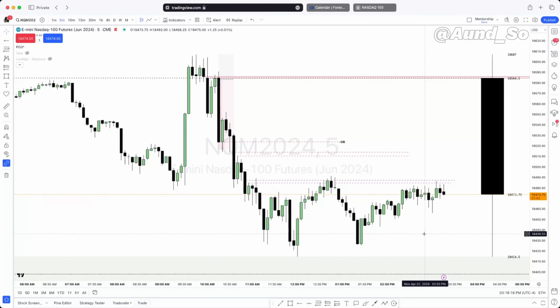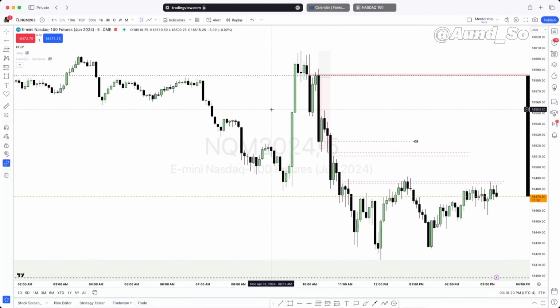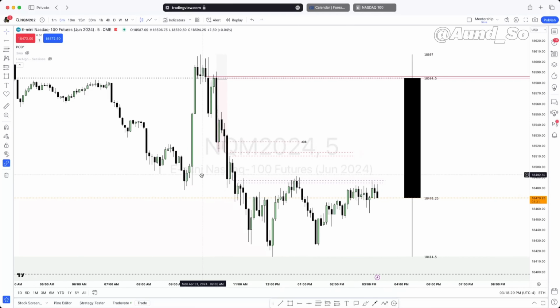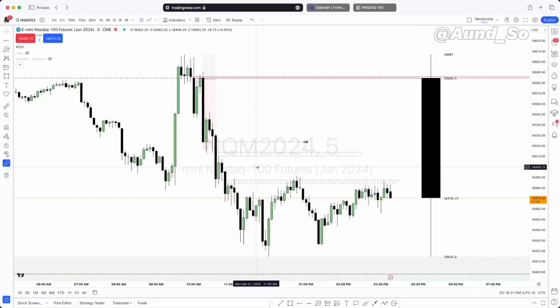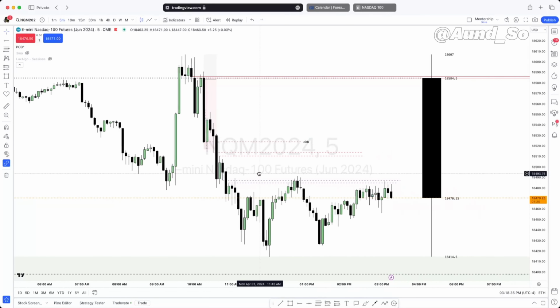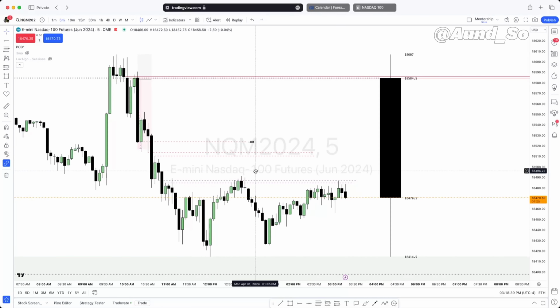Okay, I'm about to go over a trade that I took. I took this on NAS 100 on the E-mini. I'm trading on futures, on Tradovate right here. Tradovate futures. It's regulated in the US, so yeah.